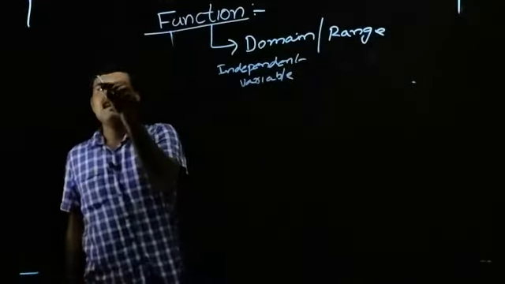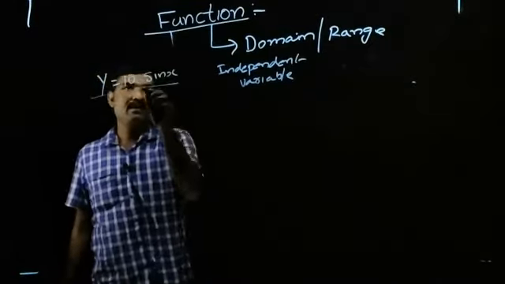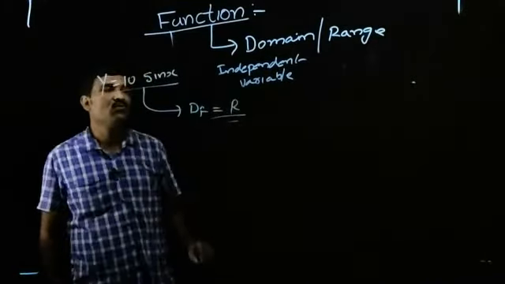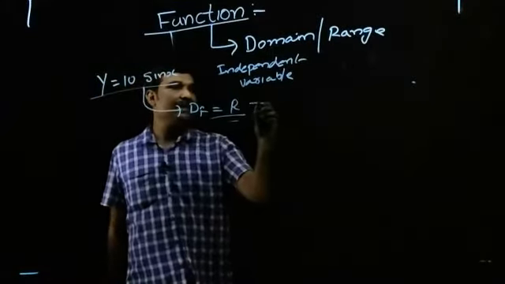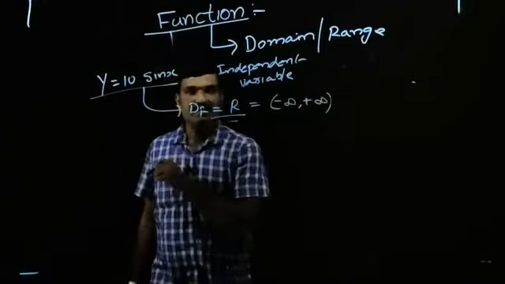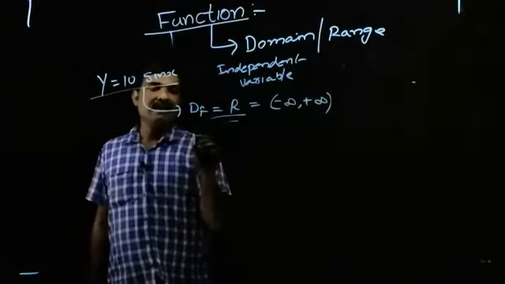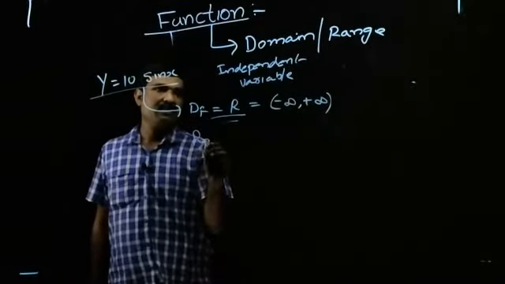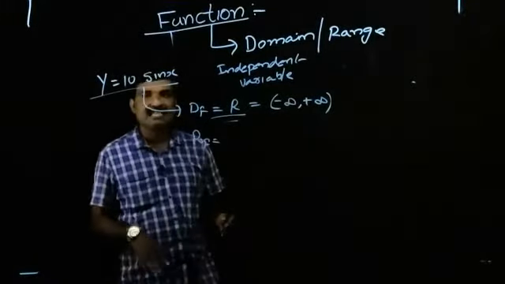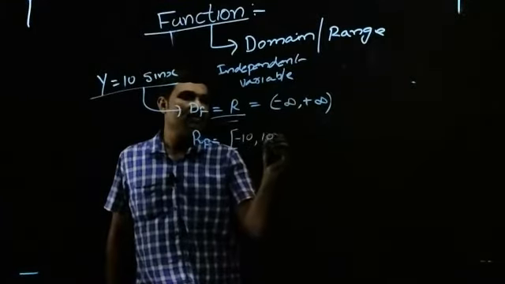So for y is equal to 10 sin x, the domain of this function is R, that is the set of real numbers. This is equivalent to the open interval minus infinity to plus infinity. Now, what's the range of this function, R_f? The minimum value of 10 sin x is minus 10 and the maximum value is 10. So the range of the function belongs to minus 10 to 10.